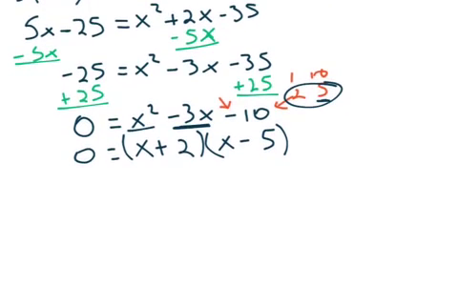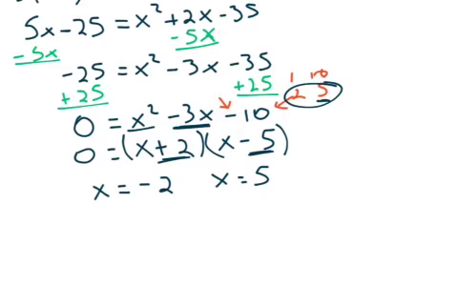So what would the solutions be? X could either equal negative 2, because again, I'm taking the opposite of that, or x could equal positive 5, because I'm taking the opposite of that. So far, so good?